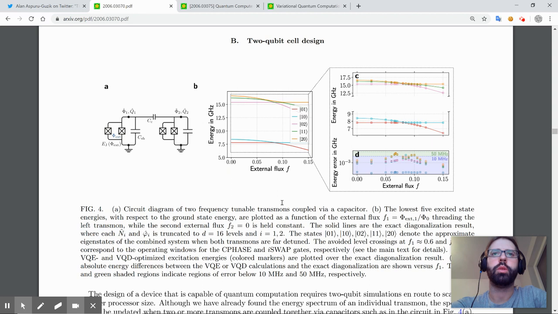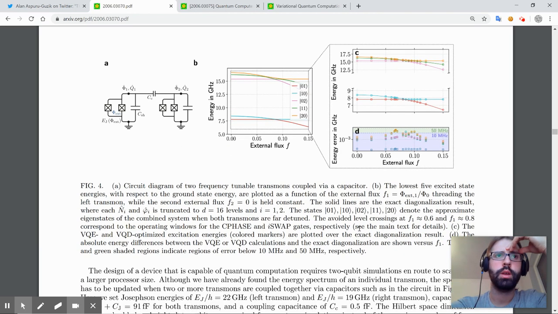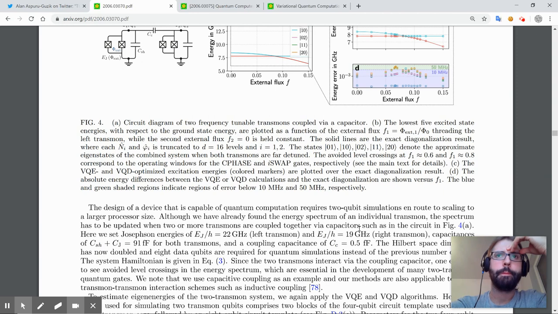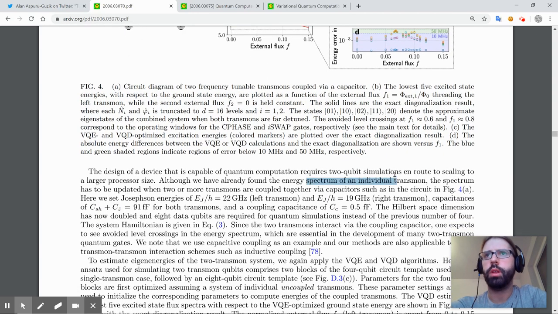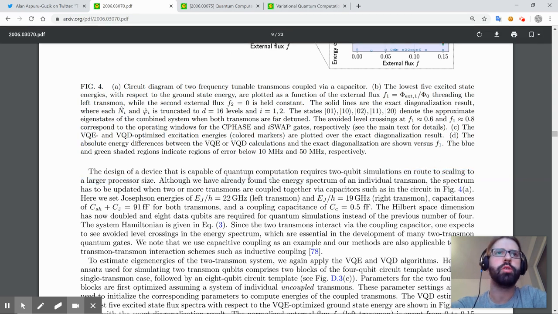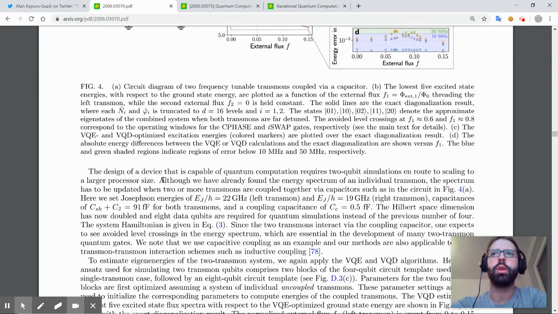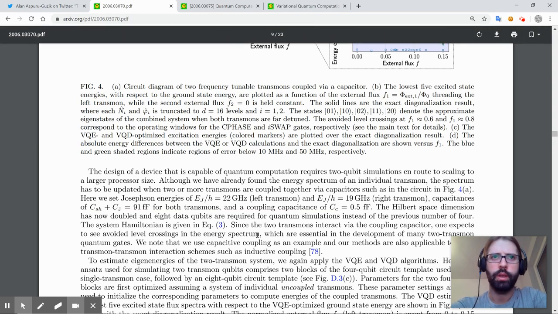The 2-qubit gate design: two frequency tunable transmons coupled via a capacitor. The lowest 5 excited state energies with respect to the ground state energy are plotted as a function of flux. The design of a device that is capable of quantum computation requires 2-qubit simulations en route to scaling to a large processor size. Although we have already found the energy spectrum of an individual transmon, the spectrum has to be updated when 2 or more transmons are coupled together via capacitors, such as in the circuit figure 4.